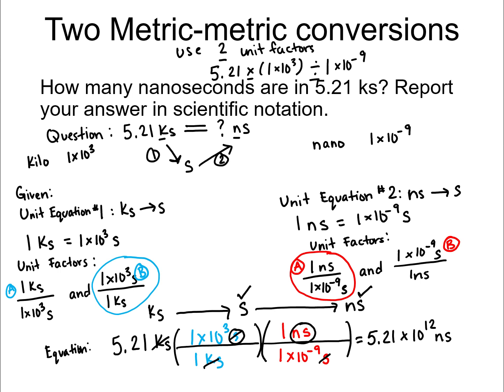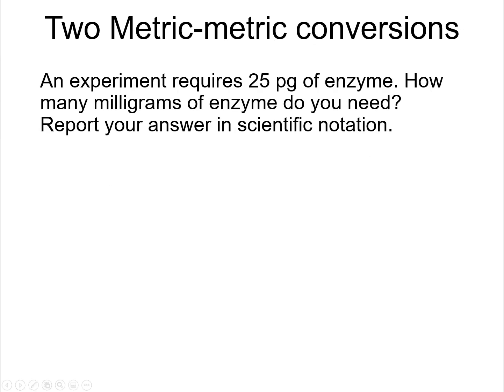If you think about the pizza analogy, the kiloseconds, that's the whole pizza. The nanoseconds are the slices. The number of slices you have should be much bigger than the number of pizzas you have. Let's try another one of these. An experiment requires 25 picograms of enzyme. How many milligrams of enzyme do you need? Report your answer in scientific notation.